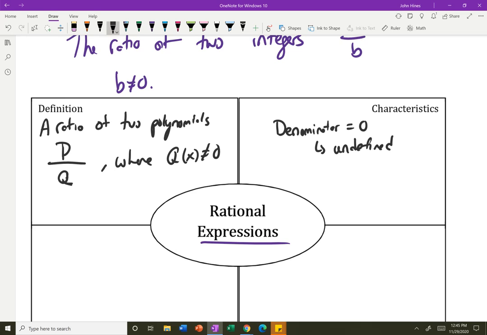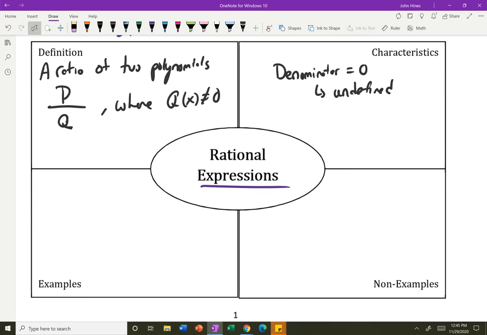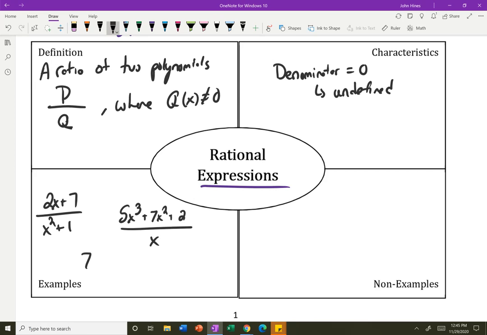So what are some examples? I don't know. 2x plus 7 over x squared plus 1. 5x cubed plus 7x squared plus 2 over x. That's a rational expression because it's a ratio of two polynomials. What else is there? 7. 7 is actually a polynomial. It's 7 over 1. 2x. Polynomials are also rational because they're over 1.